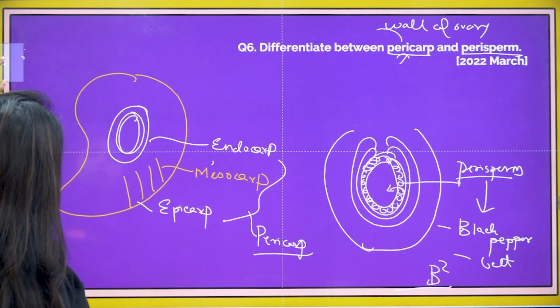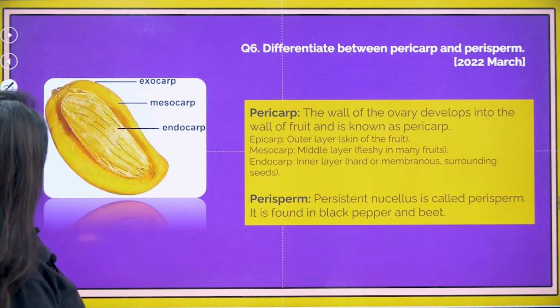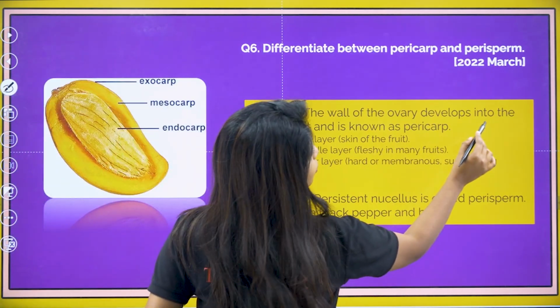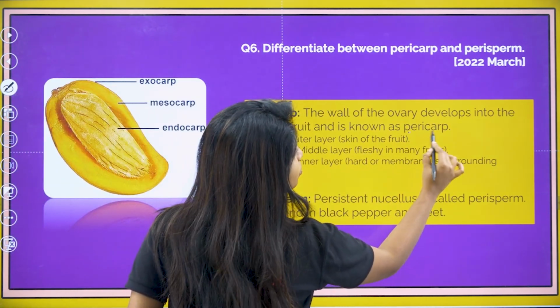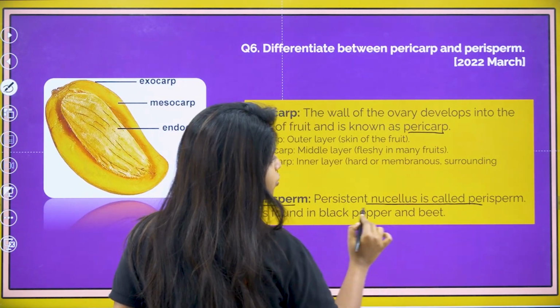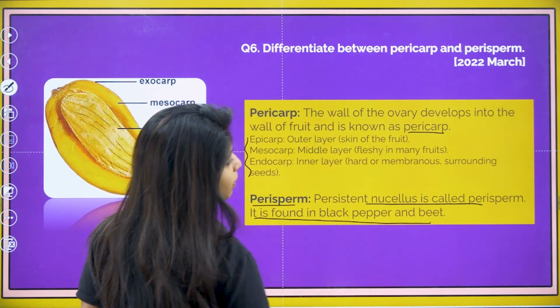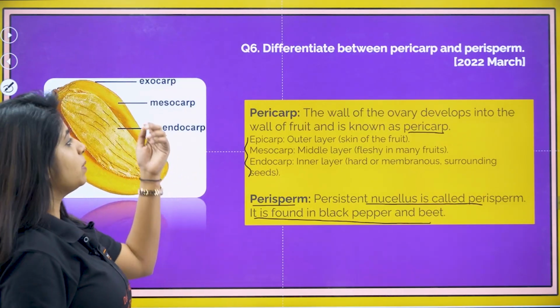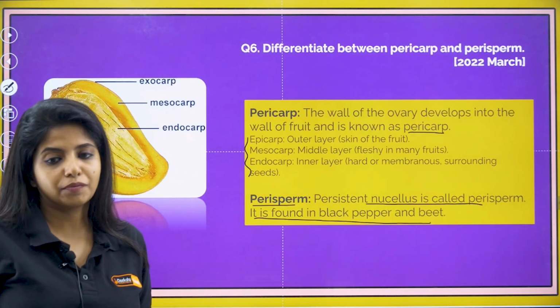Okay. So over here, the wall of the ovary develops into the wall of the fruit and is known as pericarp, and then you have these three layers. Perisperm is what? Persistent nucellus is called perisperm. It is found in what? Black pepper as well as beet. And then you probably show with an example of a diagram. That will be totally fine.